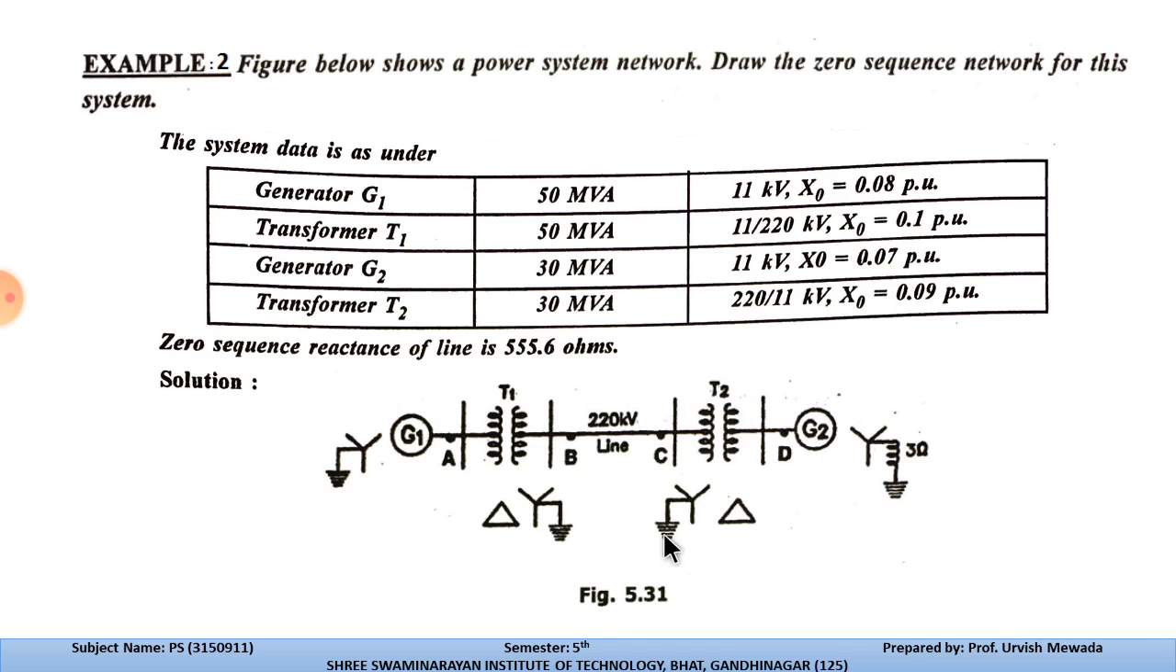And this is the solution, and in the solution we have drawn a circuit, a network of the given power system. So yes, you can see that the primary side is not grounded, as well as the secondary side is not grounded. The primary of T1 and the secondary of T2 are not grounded. And this is the transmission line, having a rating of 220 kV.